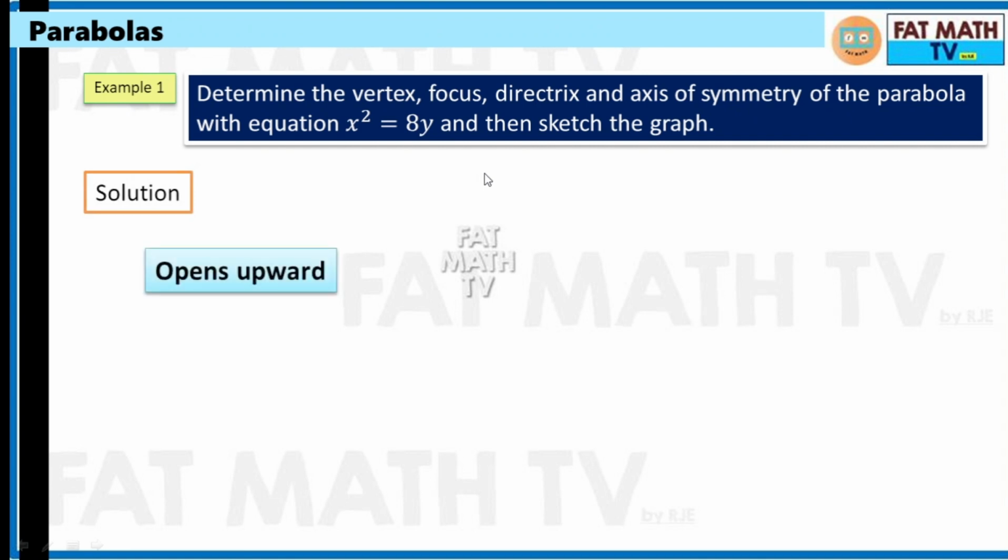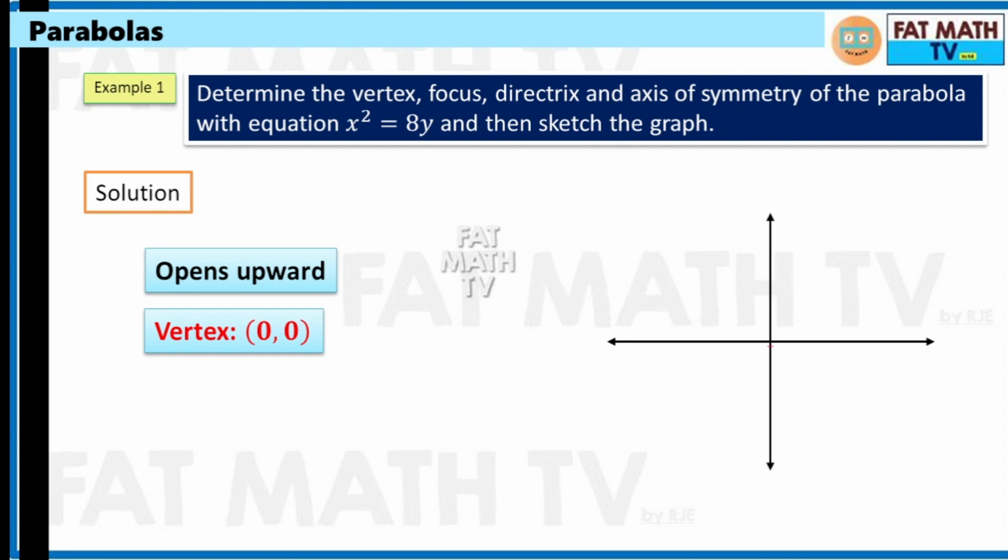Our equation is x squared equals 8y. So x is being squared, and it's positive on the right side here. So the parabola opens upward, and we don't have minus h and minus k here, so the vertex is (0, 0). So the parabola has vertex at (0, 0) and opens upward. Approximately the graph looks like that.